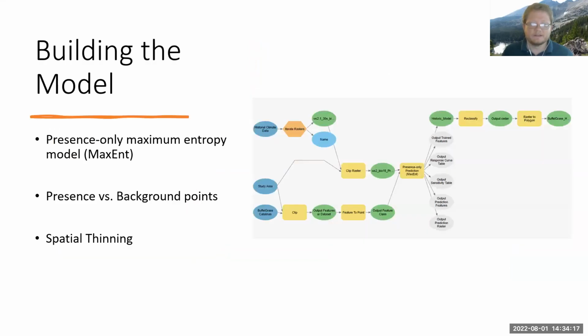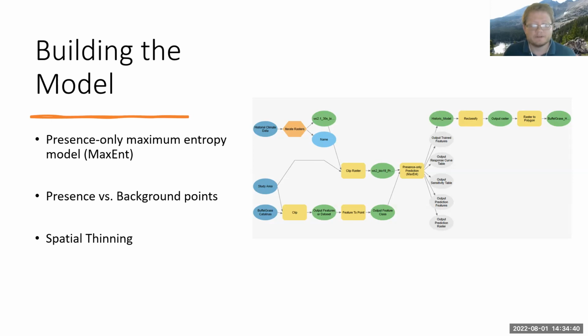And these were used as the data in a presence-only maximum entropy model. This model was chosen because we had presence-only data, and we don't really know all the other points. We know that where we have points, buffalo grass is present. Everywhere else, it might be present, it might be not, we're not sure. So this was sort of the ideal model to use in that situation.